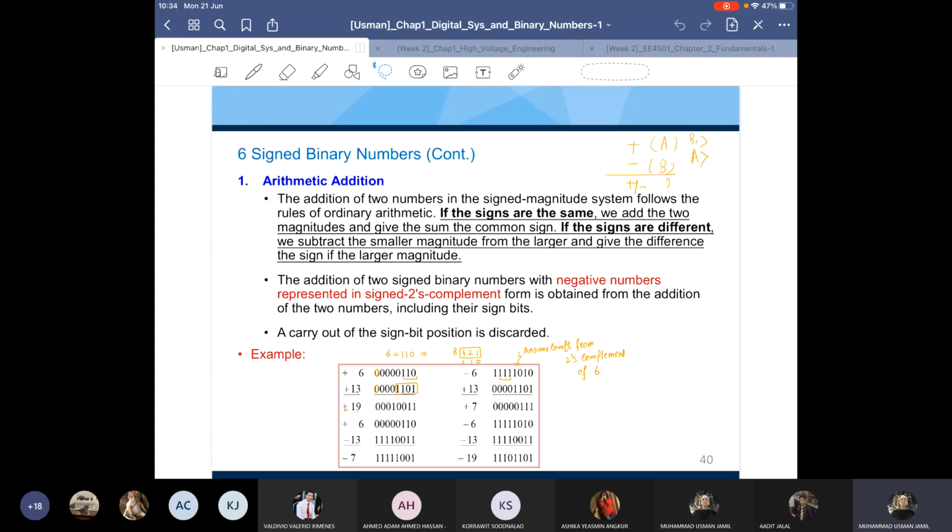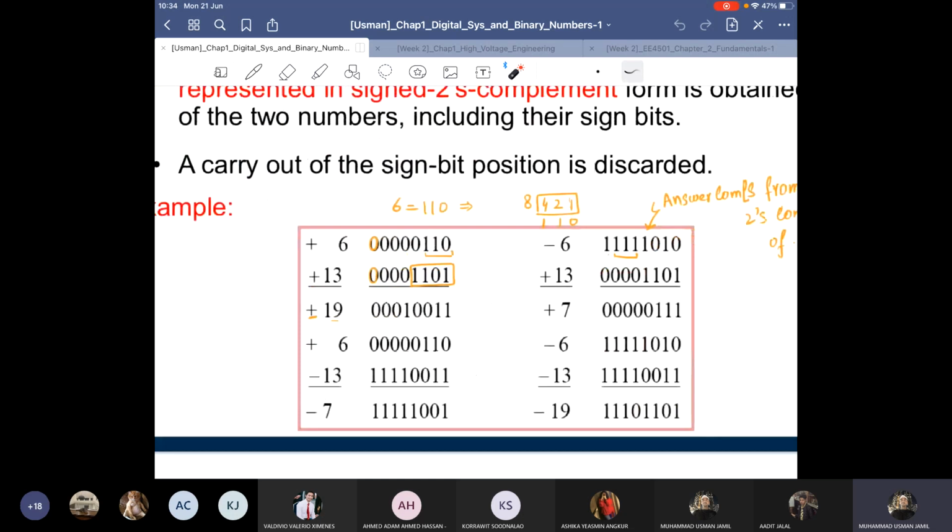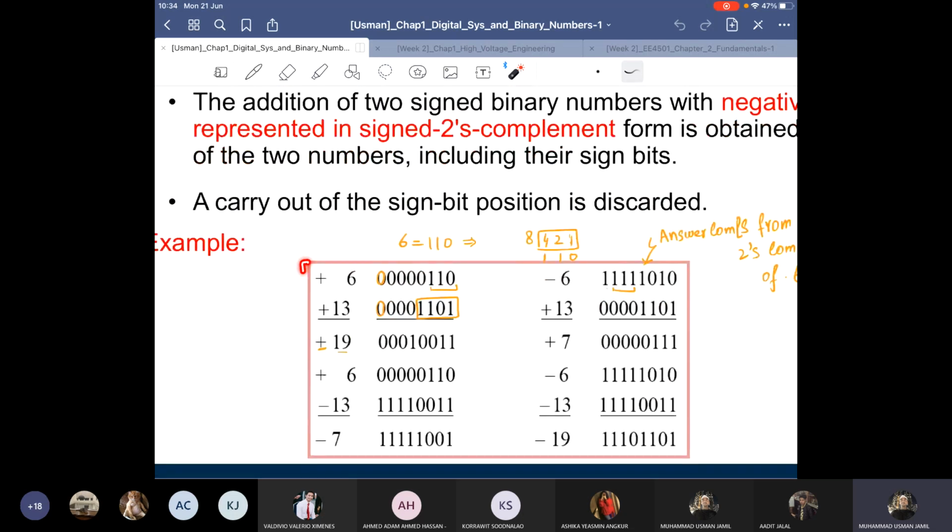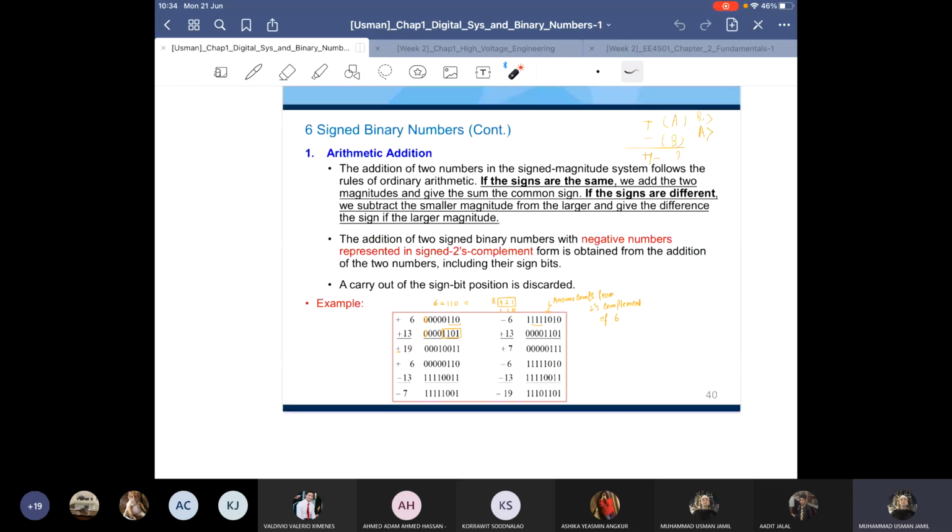Last week we stopped here at signed binary numbers, and we were trying to do the arithmetic addition with this example. We have done this first one, this one, and also this one. So now I will do this example for signed binary numbers. Let me do this one for you.